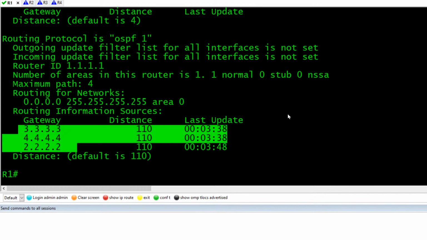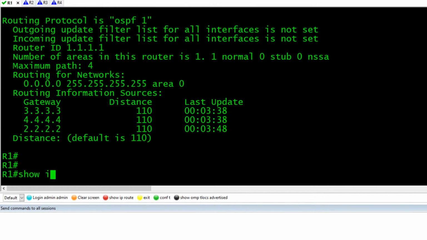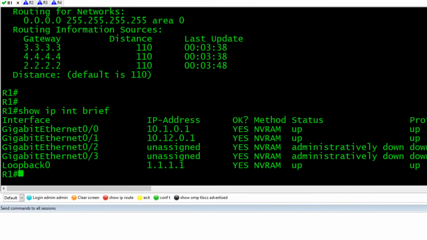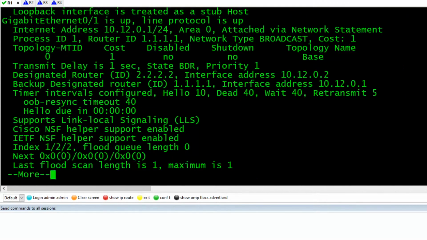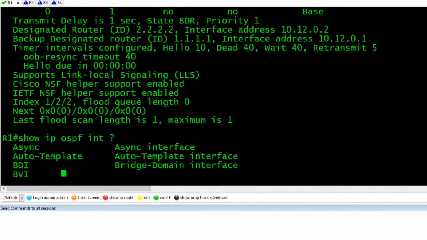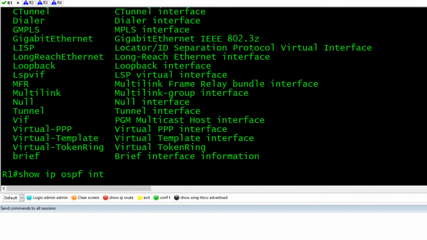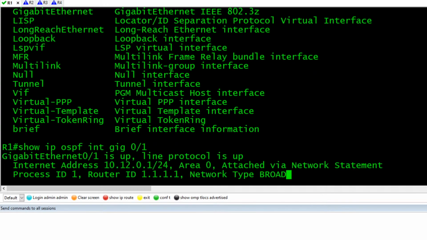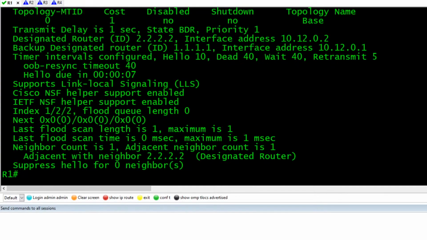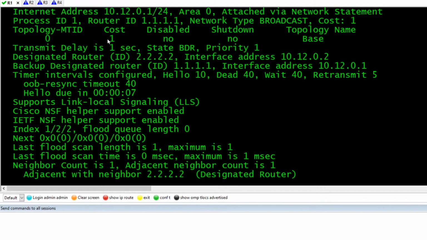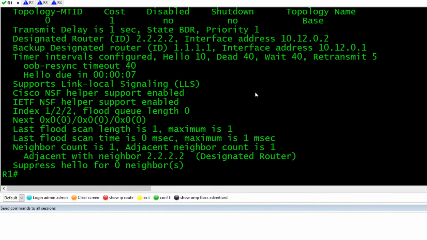So what are we looking at? Oh, and then if we do a show IP interface brief and show IP OSPF interface, let's just do a show IP OSPF interface for gig 0/1. So right here, there's lots of ways of looking at this, by the way, but here's the cost of 1. That interface has a cost of 1. All the gigabit interfaces have a cost of 1.